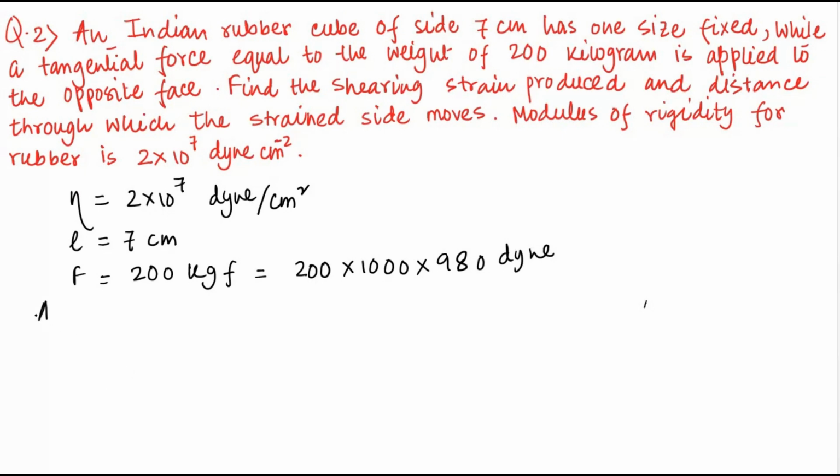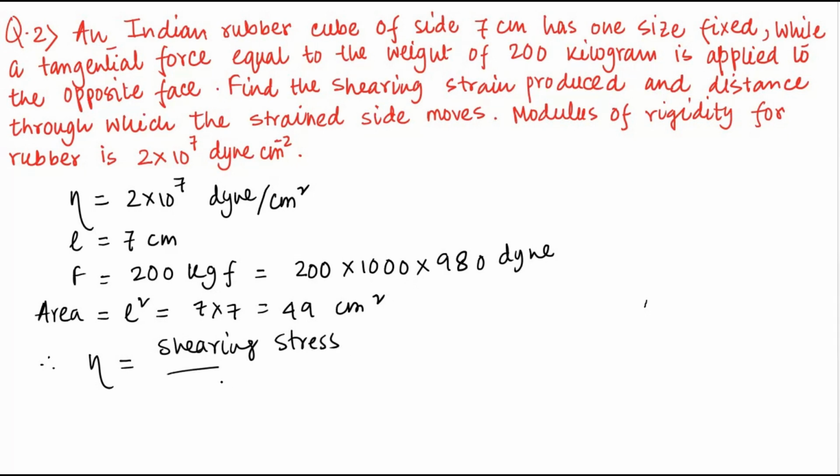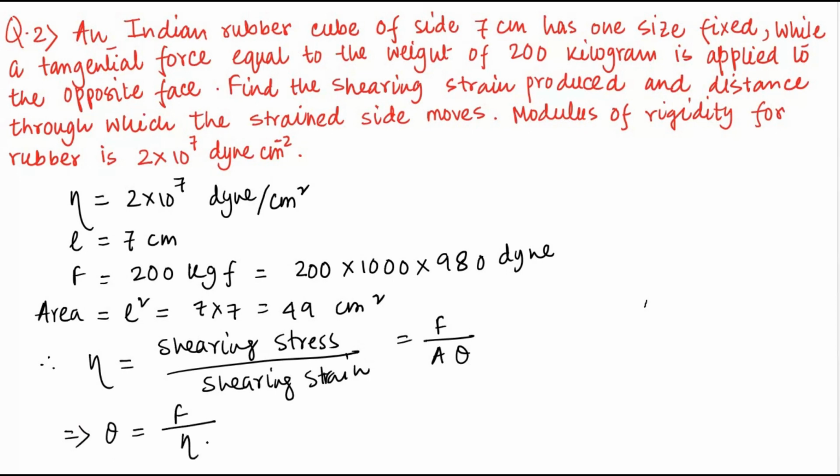And here we need the area of that cube. So area is equal to L square, that means 7 into 7, which is 49 centimeter square. And we know that the modulus of rigidity eta is equal to shearing stress divided by shearing strain, where stress is F upon A and shearing strain is theta, right? So from here, first we are going to calculate theta, which is equal to F upon eta into A.